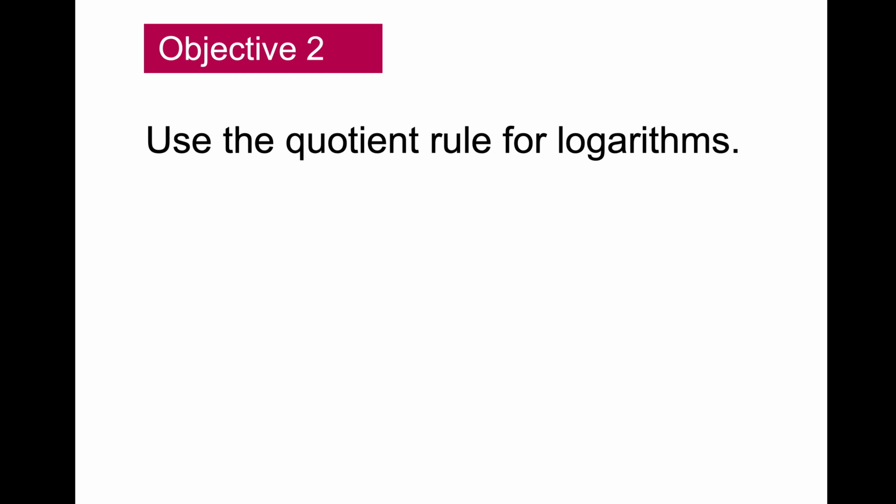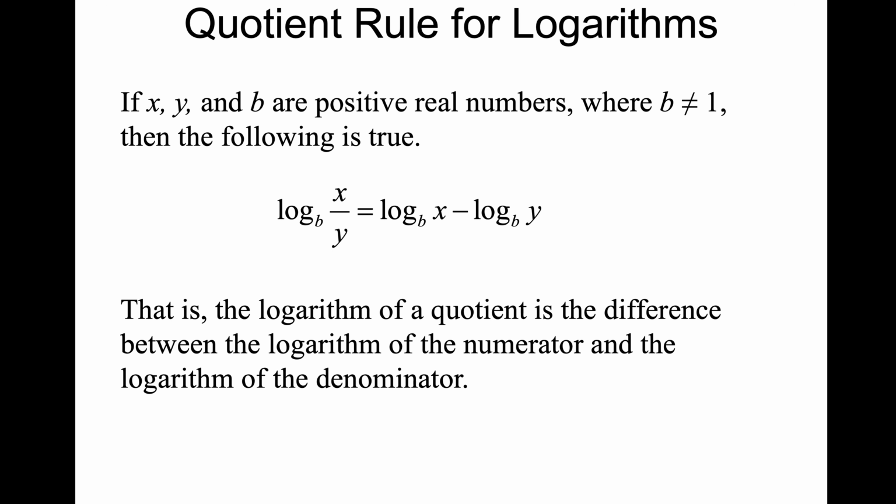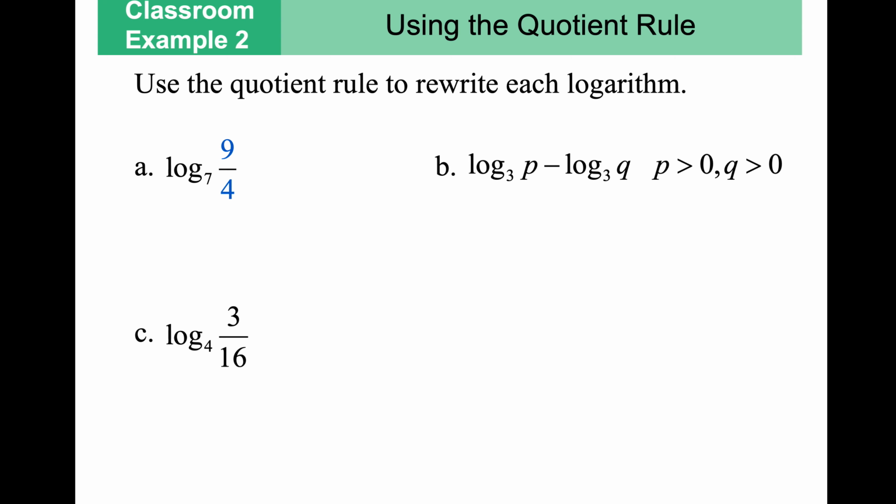The quotient rule is going to have a similar feel, because if I'm dividing two objects inside of a logarithm, I'm actually going to subtract them. So that way I'm expanding this out into a subtraction statement or condensing this down into a quotient rule. So if I have log base 7 of 9 over 4, that can be expanded into subtraction. In the next one, I have log base 3 of p minus log base 3 of q. I can condense that into division.